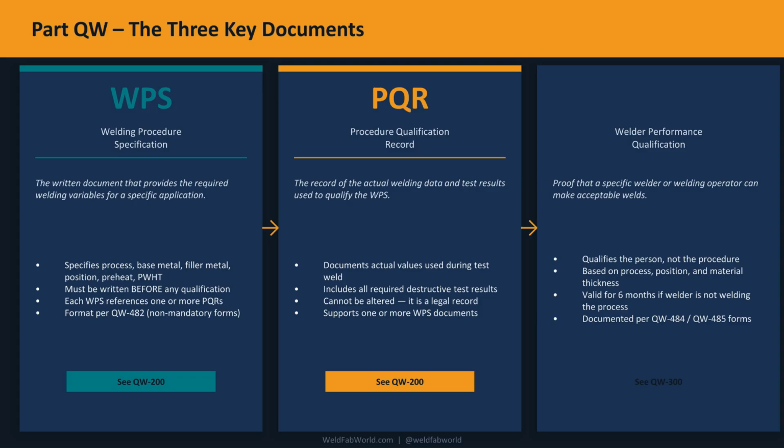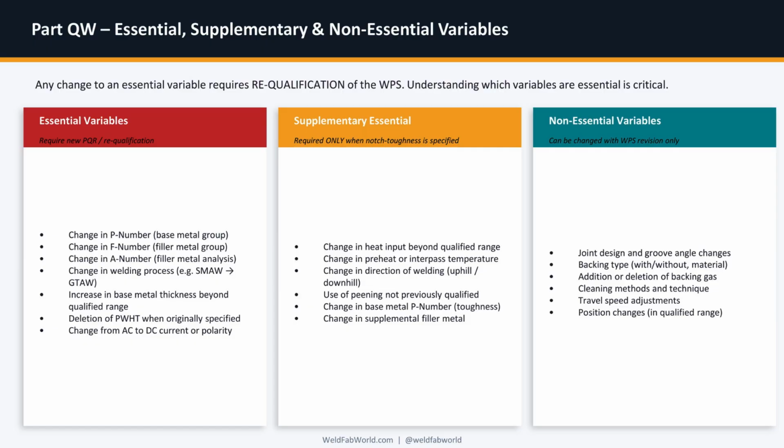The flow is: right WPS → weld test coupon → record actual data on PQR → PQR supports the WPS → welder qualifies separately via their own test documented on the WPQ. This is where most costly mistakes happen in the field.